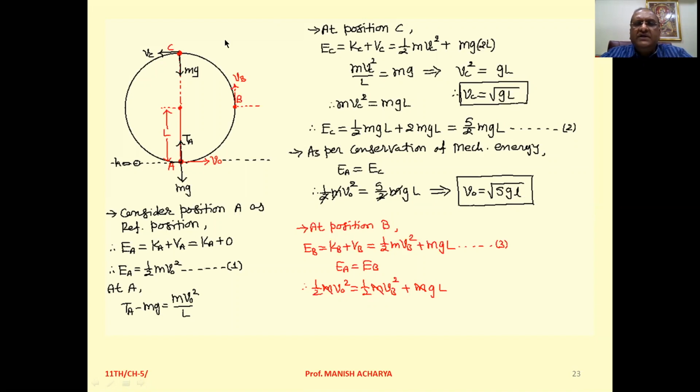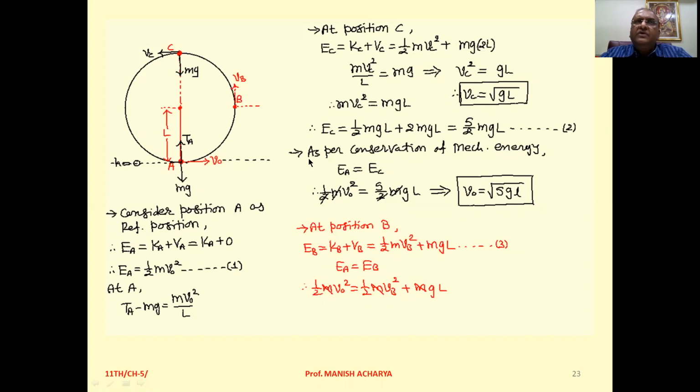One velocity, at point C, is now obtained. Now see here, half mvc square, substitute the value of vc square, that is gL, then plus this one, 2mgL. So EC comes to 5 by 2 mgL, equation number 2. Now keep this as it is.